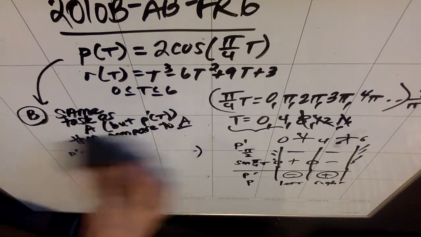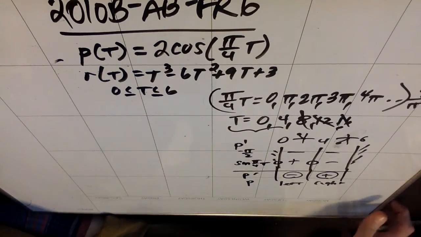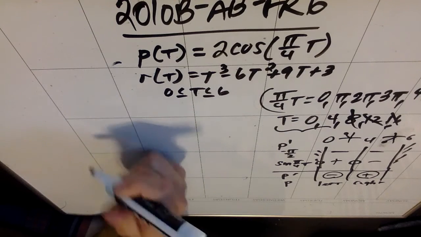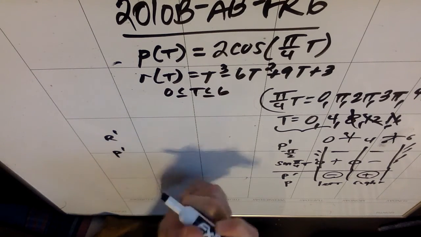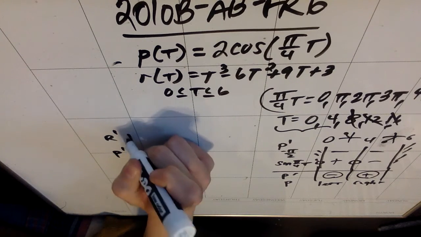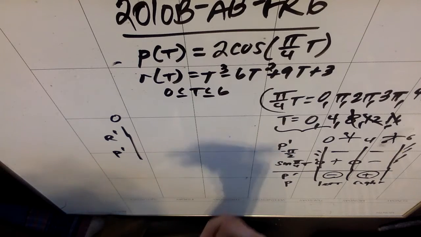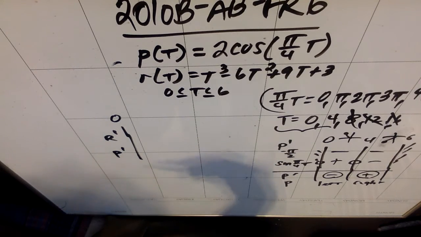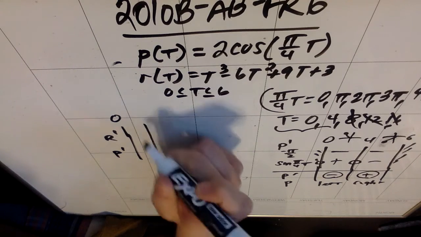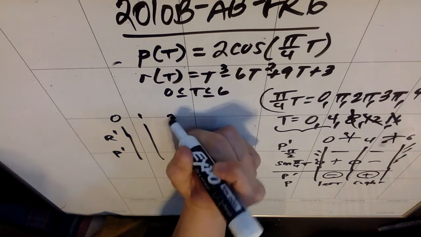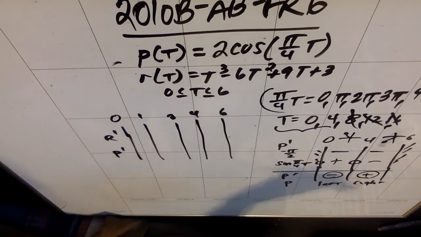So I'm going to buy myself a little bit of space. Again, one of the hazards here is that I have to keep erasing some of my work, but fingers crossed we get it right. So let's think about what we know about r prime and what we know about p prime, right? So we know they both start at 0, right? If you recall, r prime had critical numbers at 1 and at 3, right? So I'm going to go ahead and put 1 and 3, and p prime had a critical number at 4, and then the end point of the problem was at 6, right?